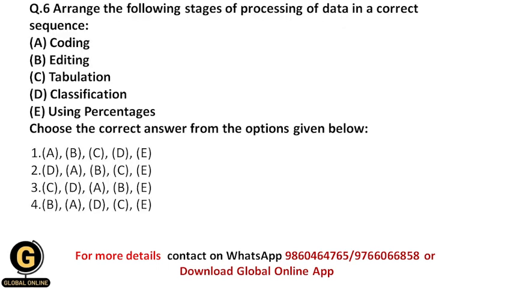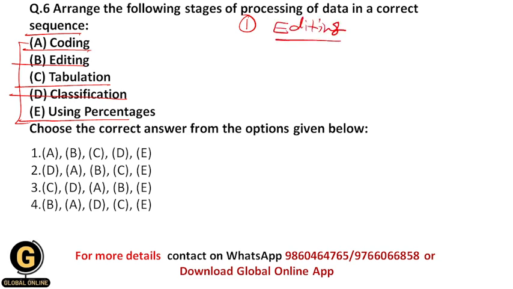Arrange the following stages of processing of data in a correct sequence. Over here we have given some stages of processing of data, and we have to arrange these stages in a correct sequence. So let us see what these stages are: coding, editing, tabulation, classification, using percentages. Basically, students, whenever we collect the data, after that we need to process that data for our further processes in our research. In that case, your first stage of processing of data will be editing.